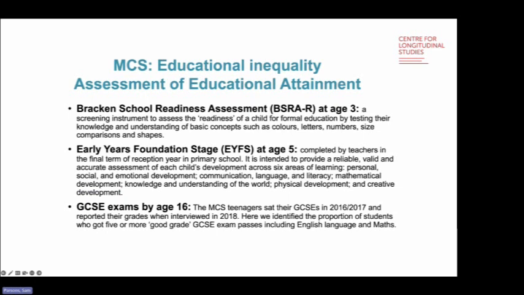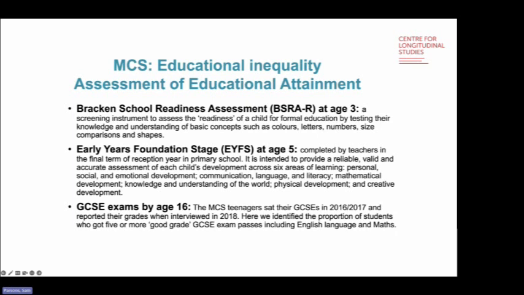So we look at education attainment and inequality at 3 age points. At age 3 with the Bracken School Readiness Assessment, and this is a screening instrument to assess the readiness of a child for formal education. At age 5, we use the Early Years Foundation Stage Assessment, and this is completed by teachers of children at school in England during the final term of reception year in primary school. And then finally, GCSE exam results at age 16.